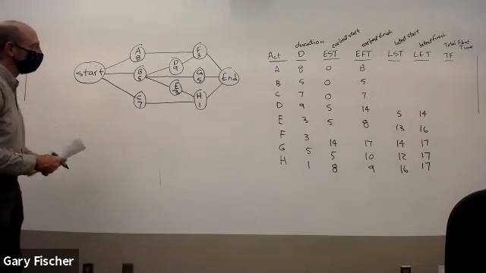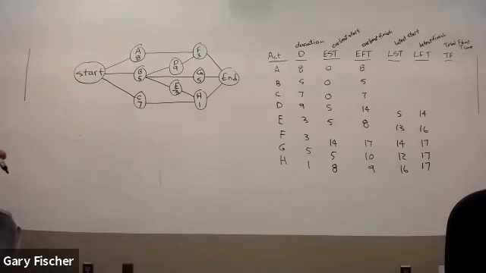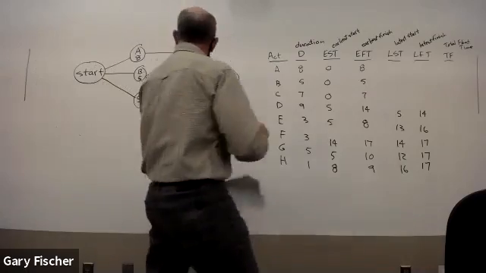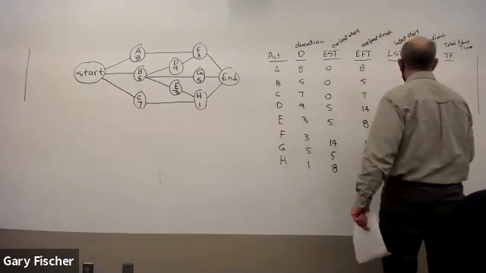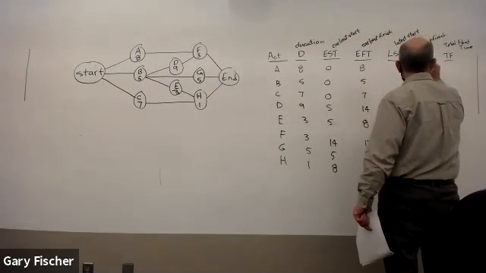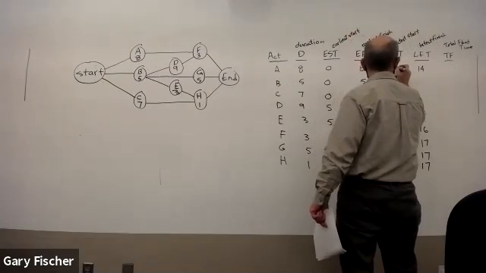Activity A is followed only by F. The earliest start time of F is 14. That means that the latest start time of F is 14. The latest finish time for A is the same thing. And its latest start time, 14 minus 8, is 6.